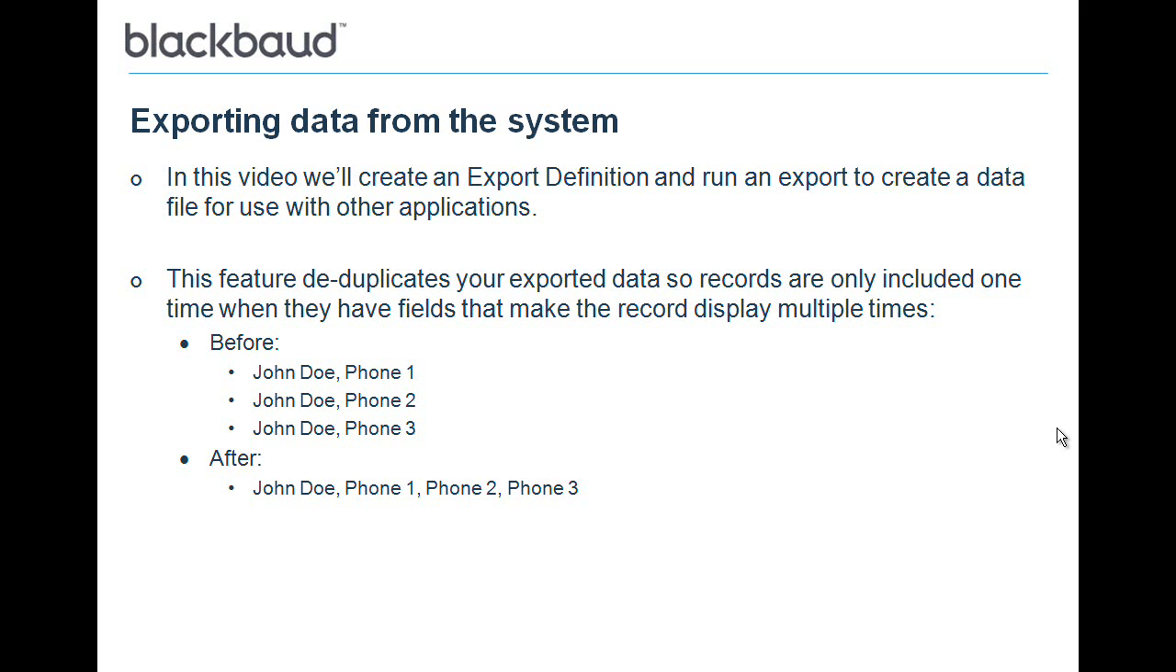For example, in previous versions of Altru, if you had a record John Doe who had 3 phone types on his record, he would export 3 times, 1 time for each phone type. In this new version, John Doe will export 1 time with those 3 additional phone types on the same row. Let's take a look at how we set this up in Altru.